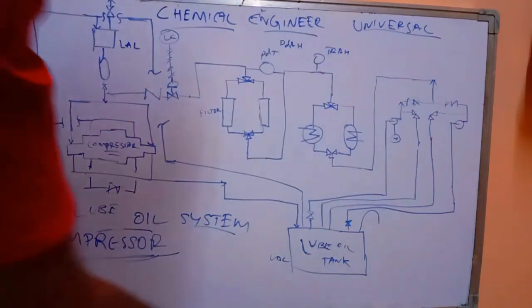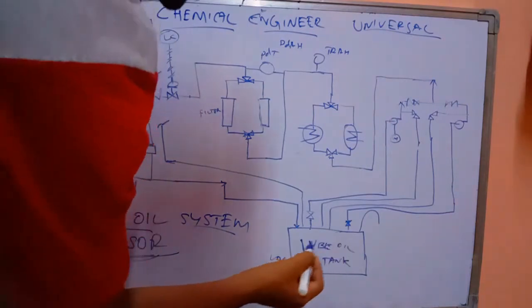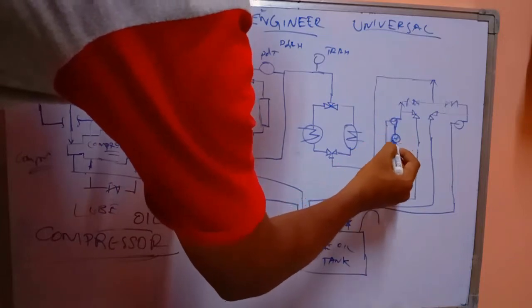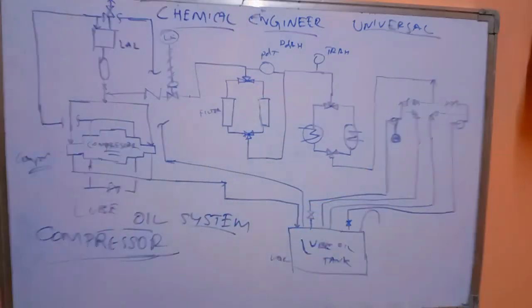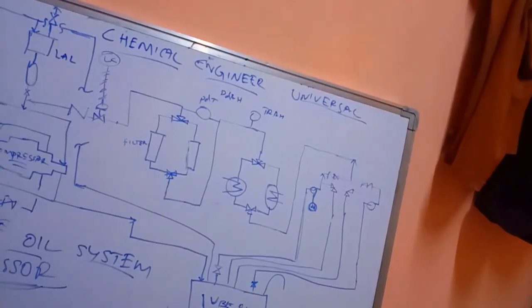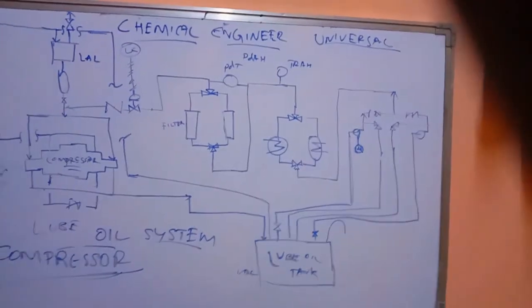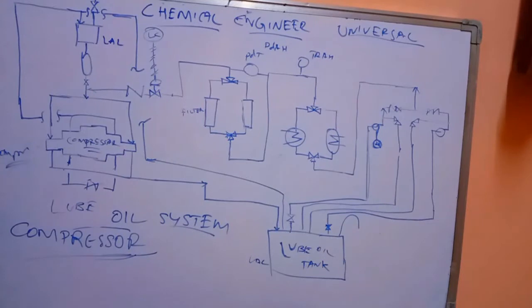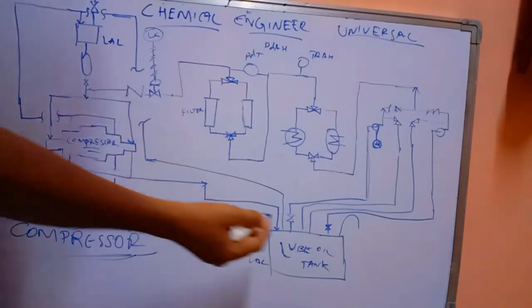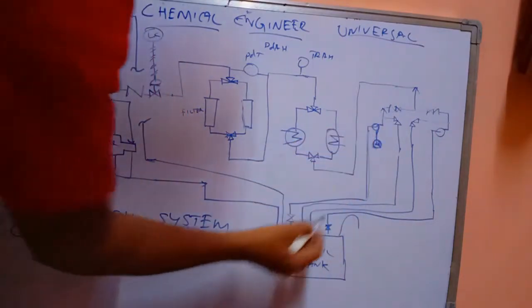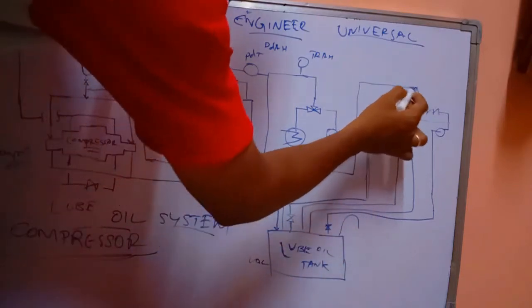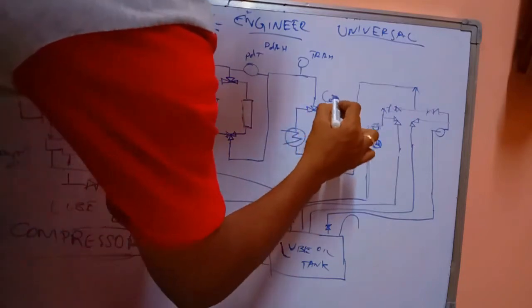From the lube oil tank, the lube oil is initially pumped by an auxiliary pump. We call it an auxiliary pump because there are two pumps in the lube oil system: the auxiliary pump and the main lube oil pump. Initially the auxiliary pump will start to run and top up the liquid, whatever lube oil is available. This pump takes the liquid and forces it to the coolers first.